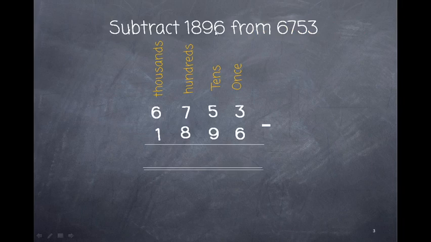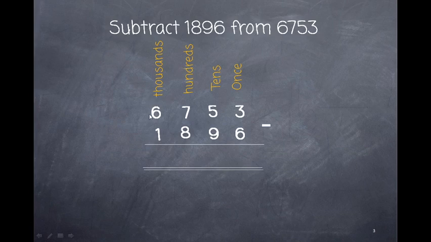Subtract 1896 from 6753. So we have to subtract 1896, that is a smaller number, from 6753, that is a larger number. So we can do the subtraction. And remember that we have to align numbers based on their positions.